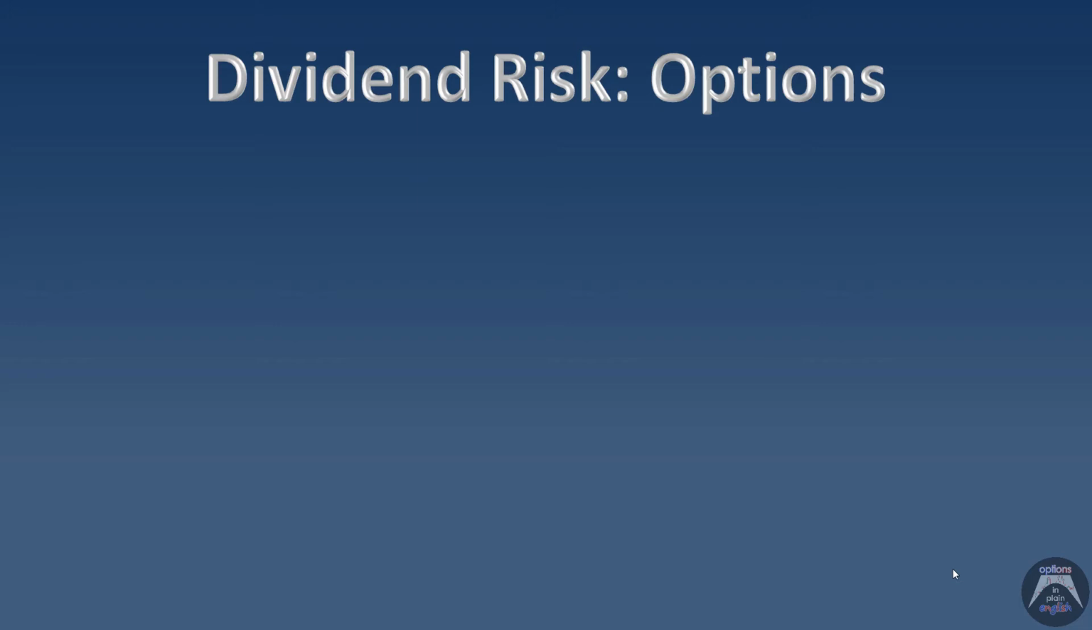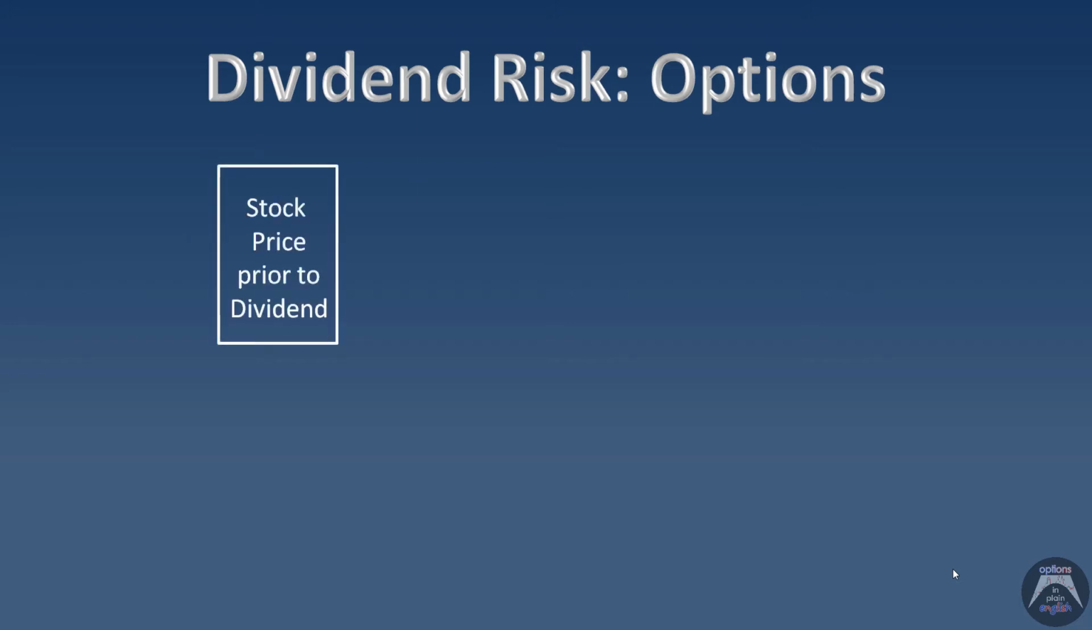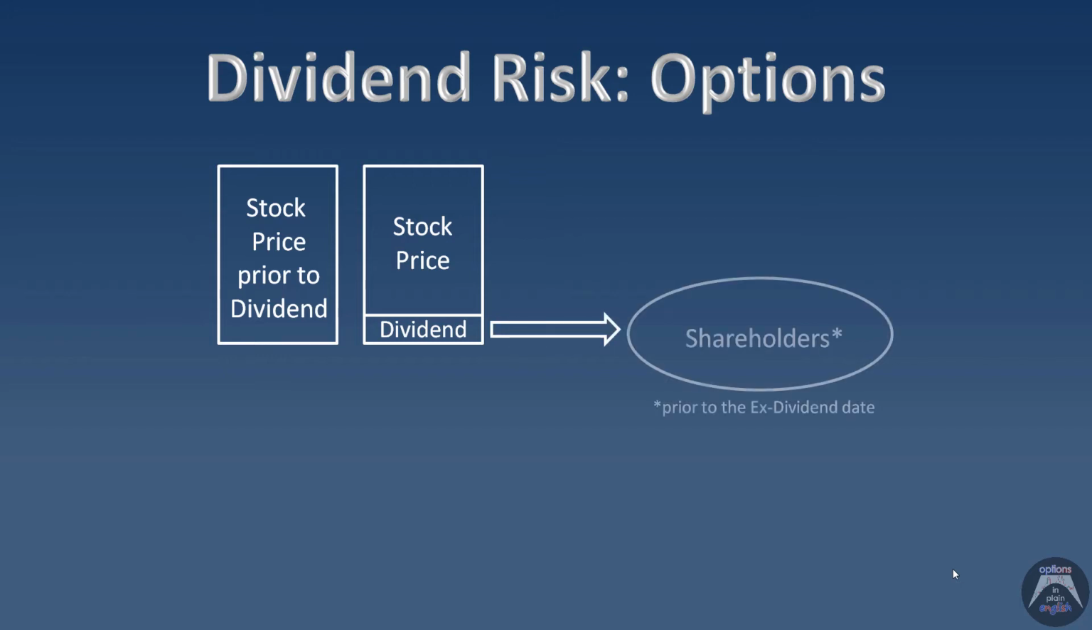So if we start talking about a stock, for example, that's trading at a certain price prior to the dividend, and then they announce that they are going to issue a dividend. In this case, we're going to talk about cash payouts. So this dividend is going to go to the shareholders that own the shares prior to the ex-dividend date.